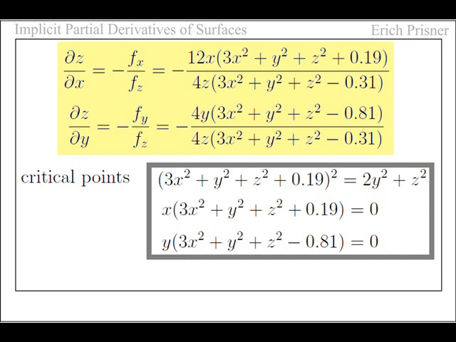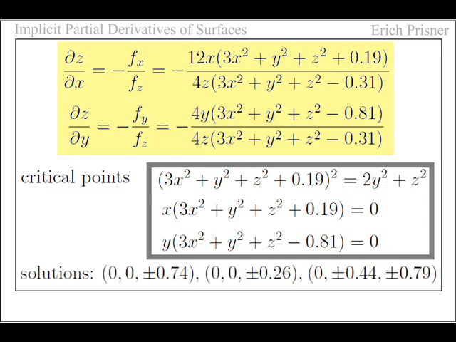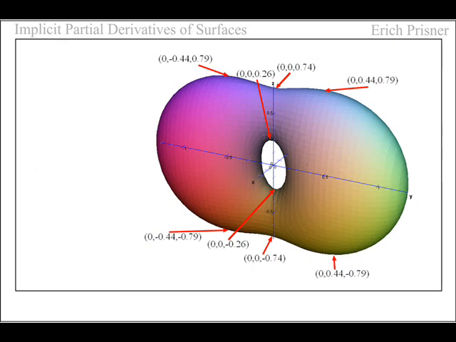It is actually best to consider the four cases: both x and y being equal to 0, x being 0 but y not, y being 0 but x not, and none of x and y equal to 0 separately. The 8 solutions are 0, 0, plus minus 0.74, 0, 0, plus minus 0.26, and 0, plus minus 0.44, plus minus 0.79, with all numbers rounded, shown in the graph here. We have 4 saddle points, 2 local minima, and 2 local maxima for c.